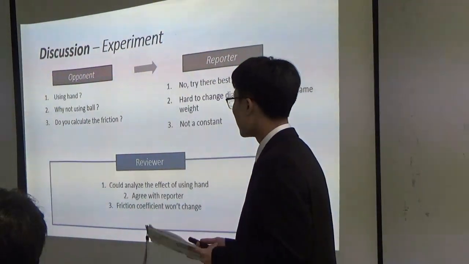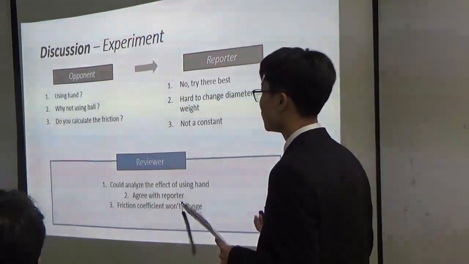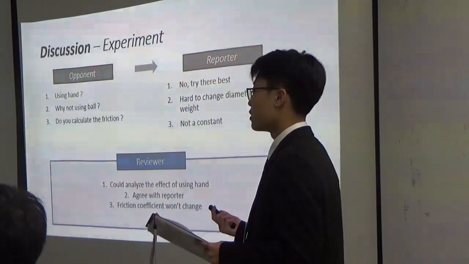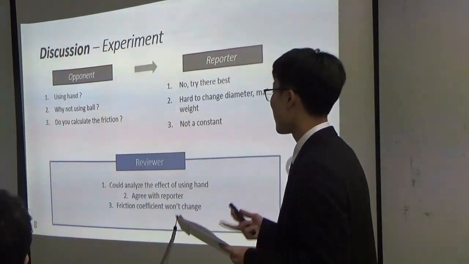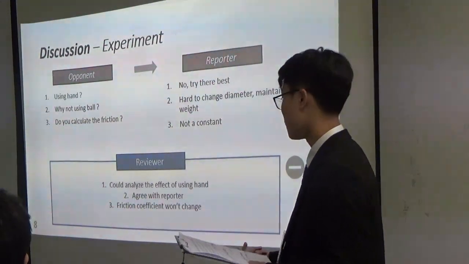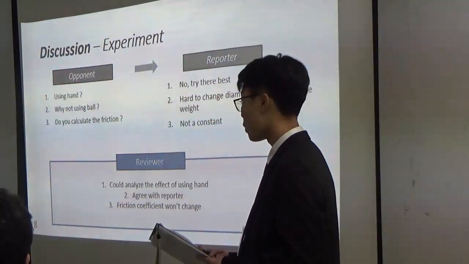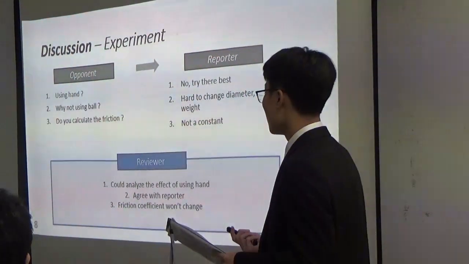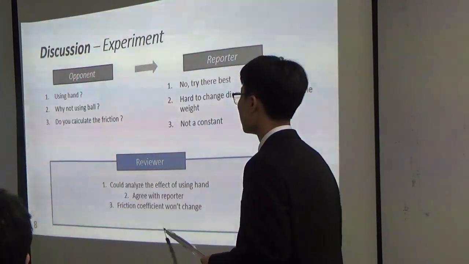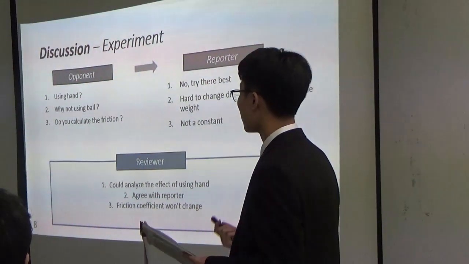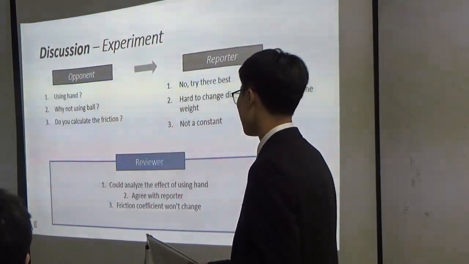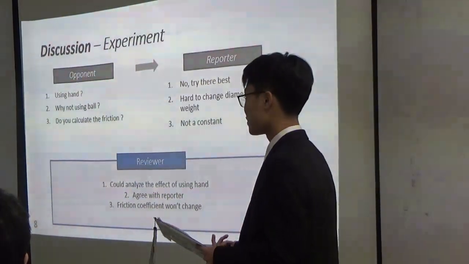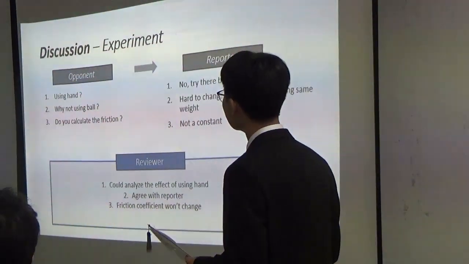About the experiment, he used his hand to do the experiment, and the reporter said he tried his best to use the smallest force. But I think he could analyze the effect of using hands. The second is why not use a ball? He said it's hard to change the diameter of the ball while maintaining the same weight. But I agree with the reporter. Third is to calculate the friction, and he said it's not a constant. I think maybe the friction coefficient won't change because of the normal force. So I think maybe okay.